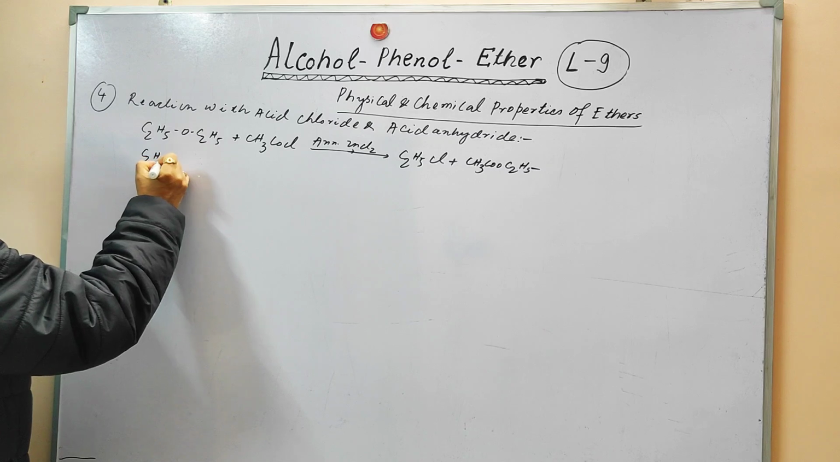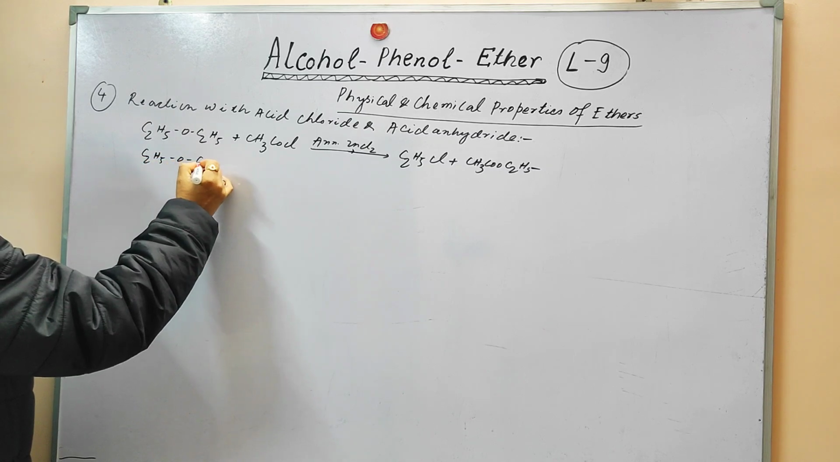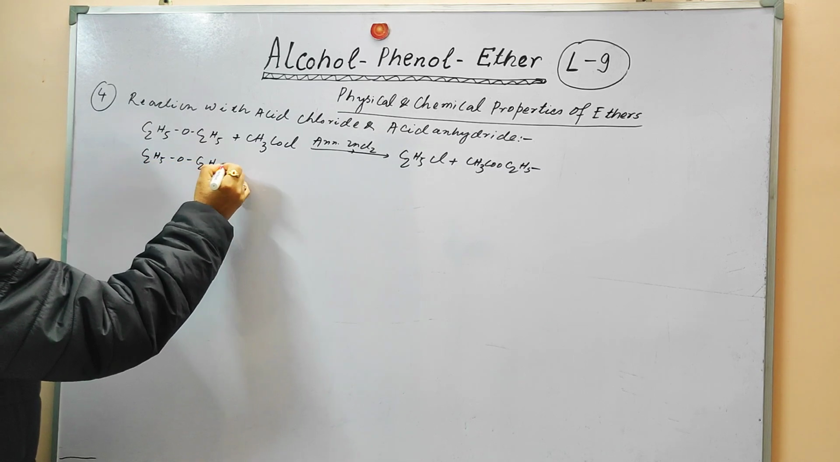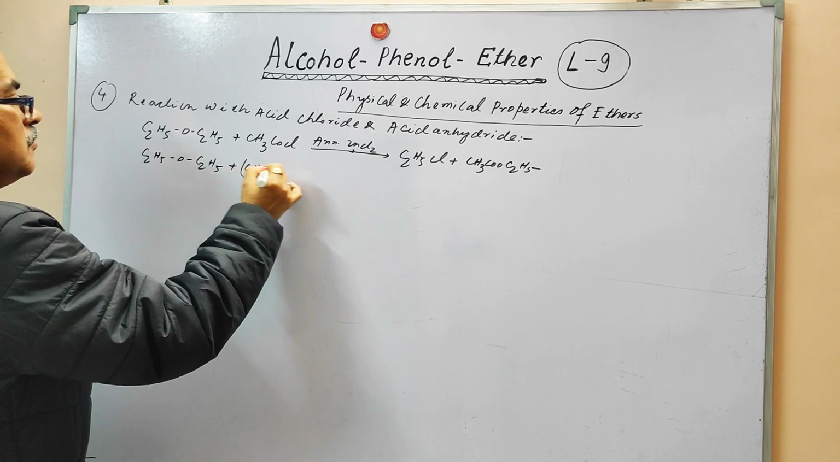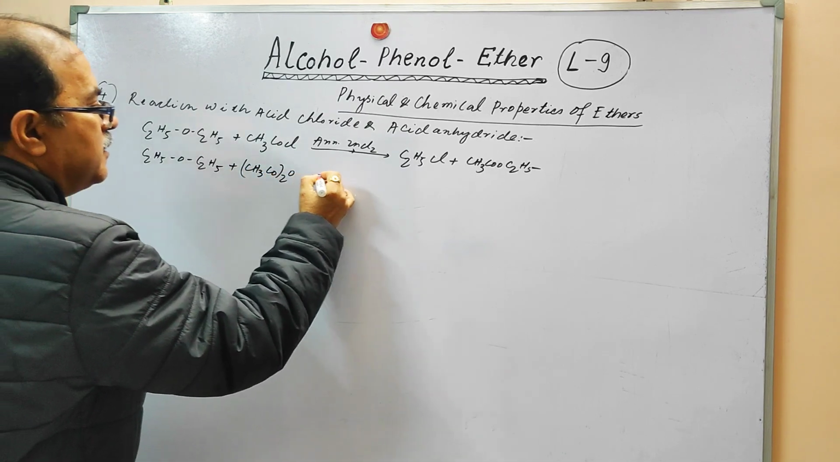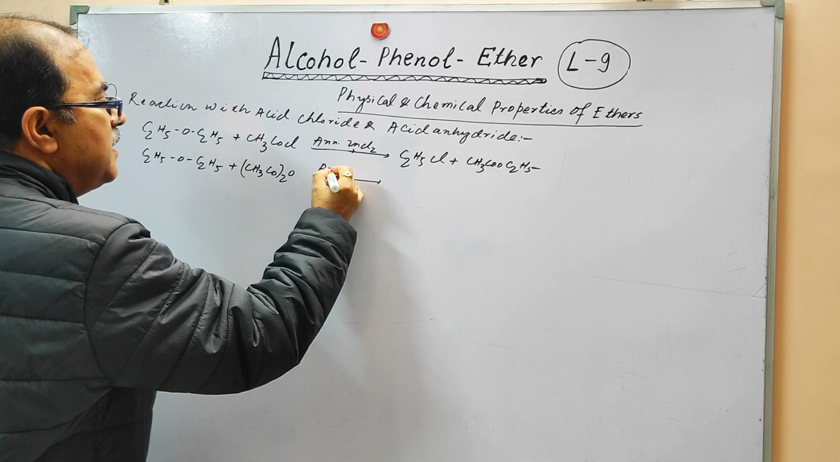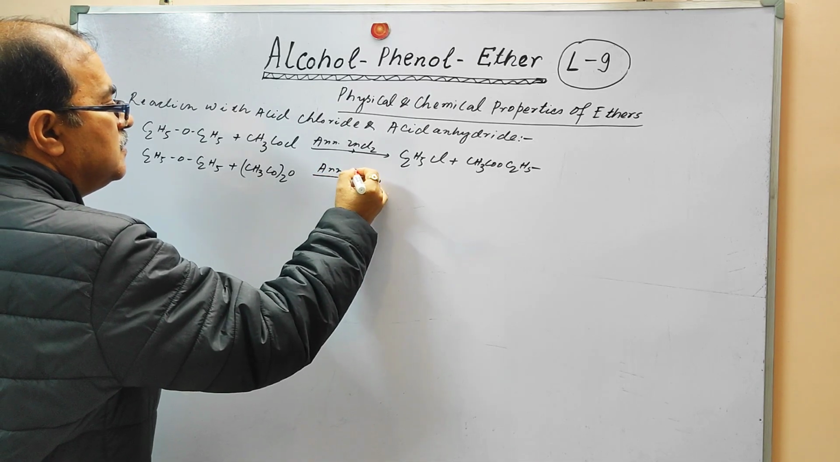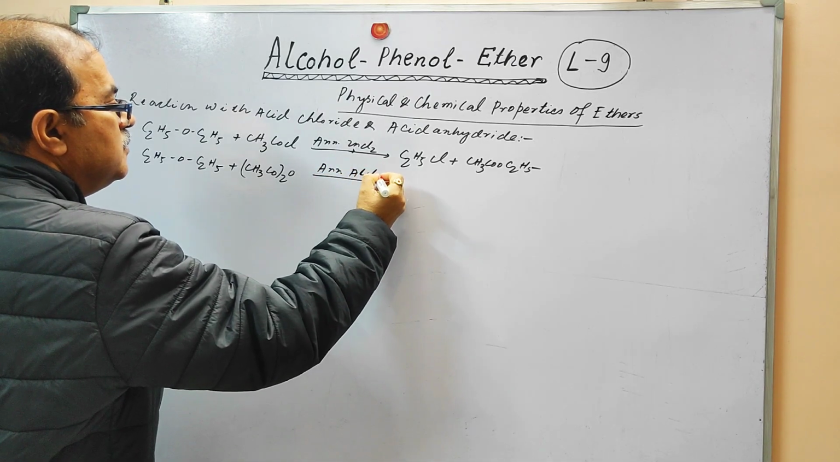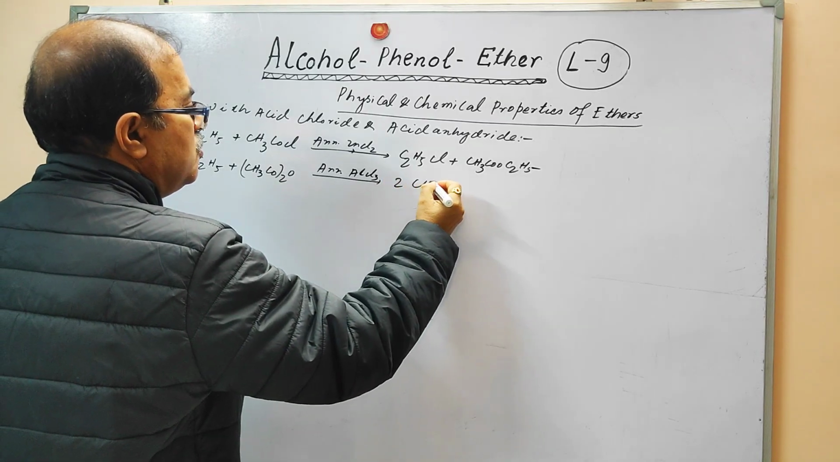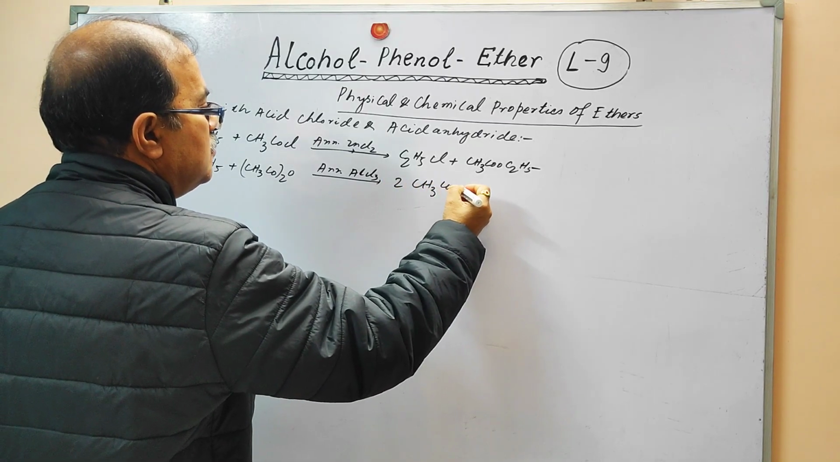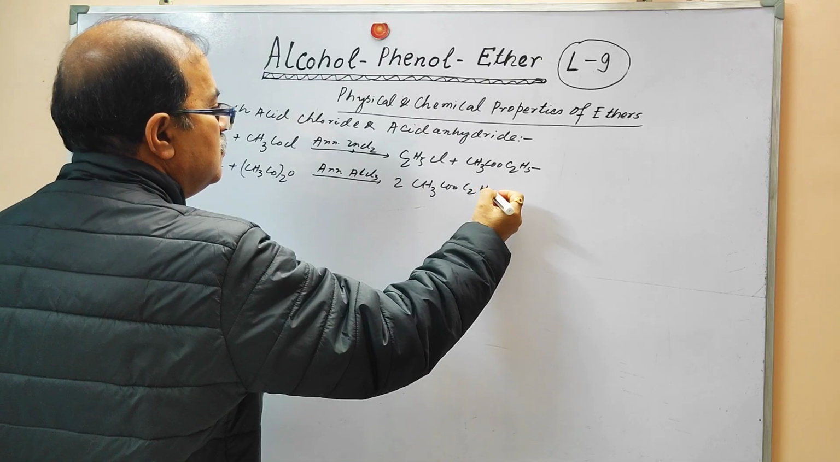When we react with this acid anhydride, in presence of anhydrous AlCl3, it is going to produce 2 molecules of CH3COOC2H5.